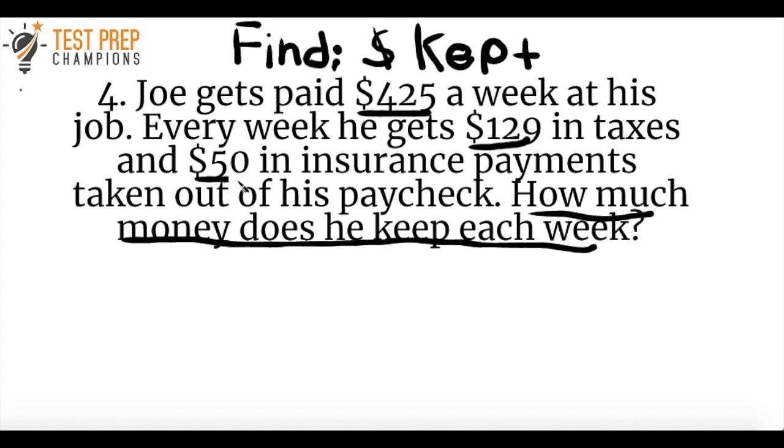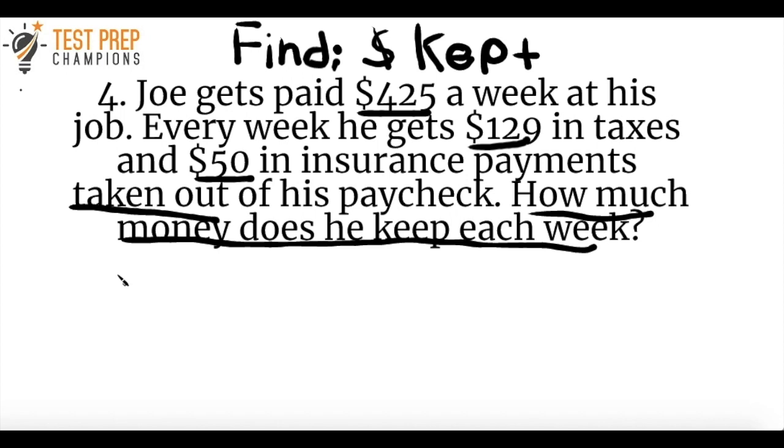So he gets paid $425 a week, and he gets $129 in taxes and $50 taken out of his paycheck. All right, and what does this word taken out mean? Well, taken out should tell you that there may need to be a subtraction done in the question here, because if money is taken out of his paycheck, that's money that's being subtracted from his paycheck. In other words, this is money that he's not going to get to keep. All right, so can we set up an equation here? And the answer is, of course, yes, we can.